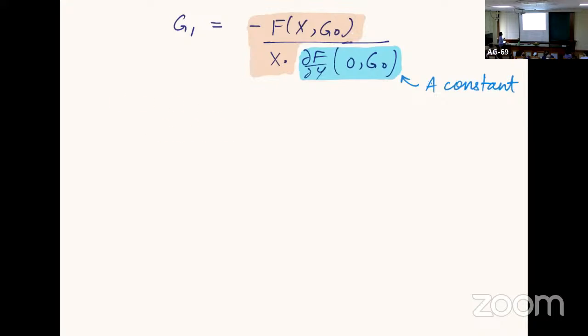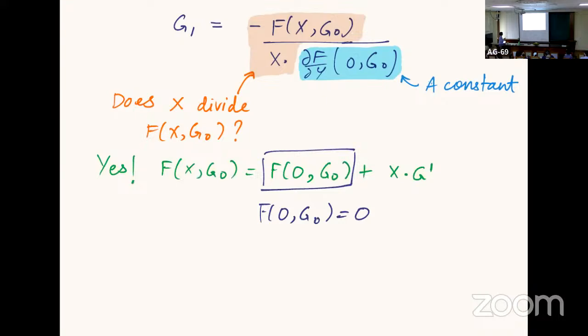And does x divide the numerator? It does divide it because of the way we started off this process. We assume that f of 0 comma g0 is 0. We found a point like that. So then f of x comma g0 only has at least linear terms, so it is divisible by x.